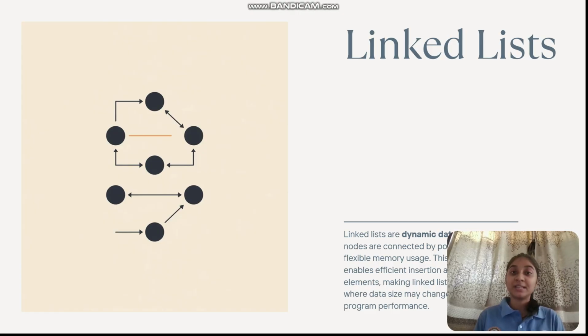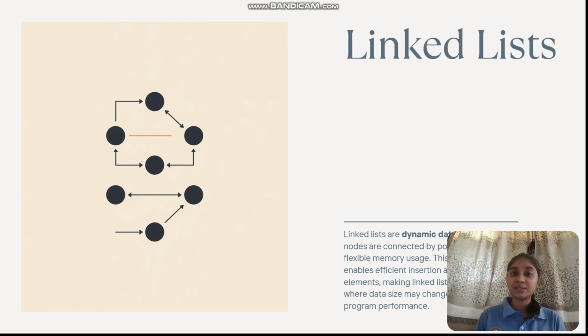Now we will see what a linked list is. Unlike arrays, linked lists do not store elements in contiguous memory locations. Instead, each element in a linked list contains two parts: the data and the reference to the next element in the list. This structure allows linked lists to grow or shrink dynamically.